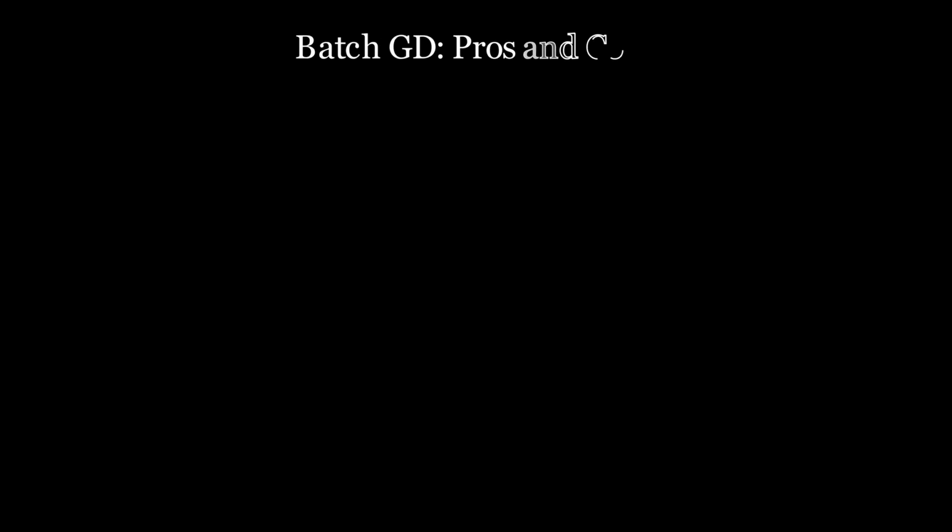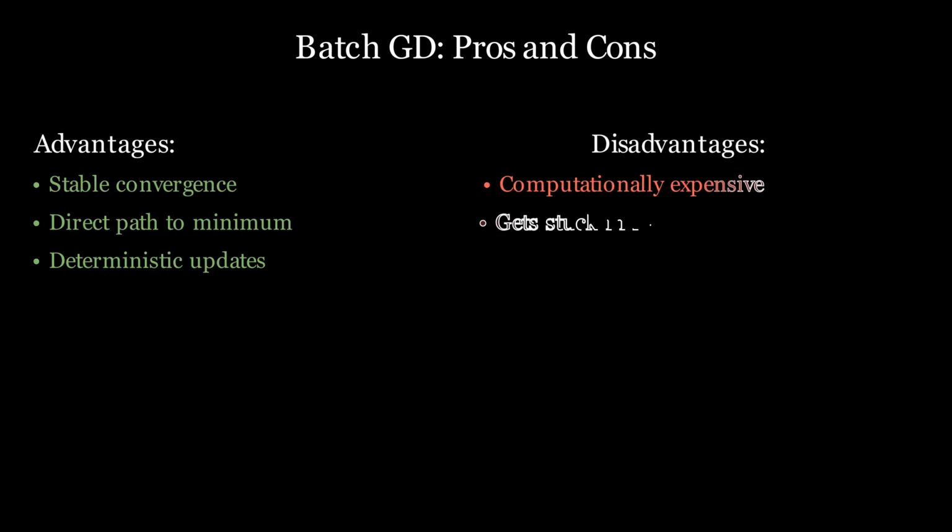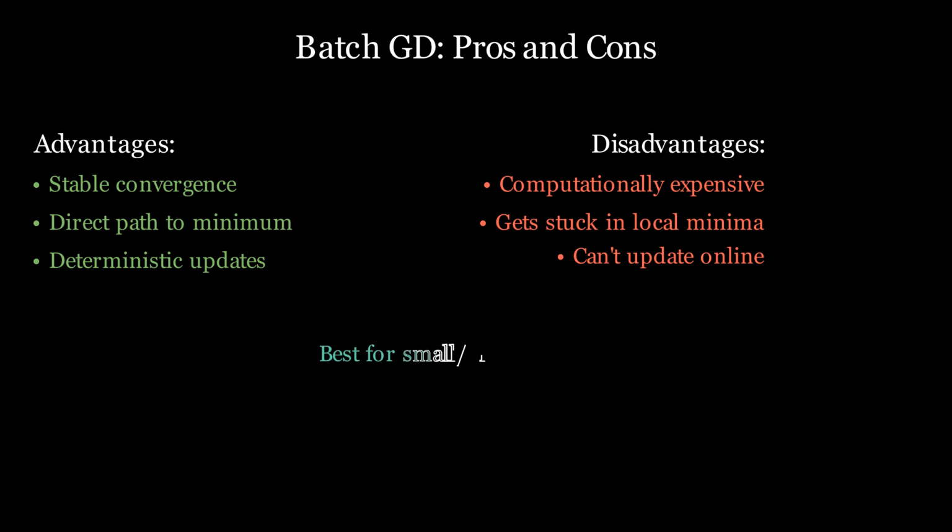Batch gradient descent has both advantages and disadvantages. Batch GD is best suited for small to medium datasets where computing the full gradient is feasible.